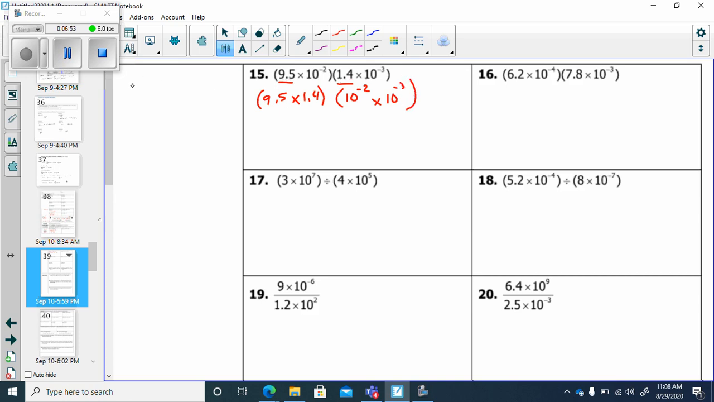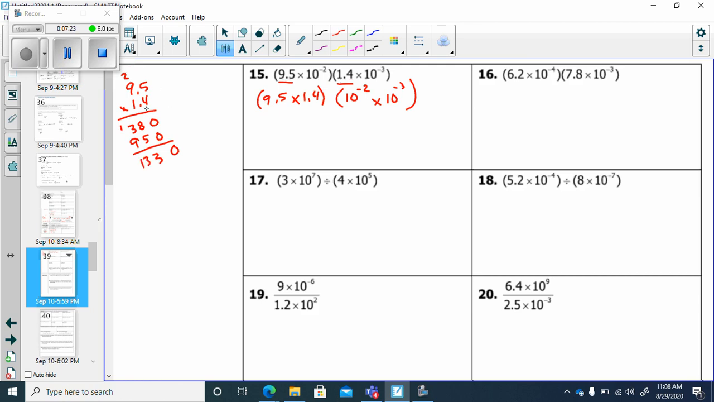9.5 times 1.4. Let's put this over. 5 times 4 is 20. Carry your 2. 9 times 4 is 36, 37, 38. Okay. Bring down your 1 because we're going to be moving over. 1 times 5 is 5. 1 times 9 is 9. Now let's add these. 8 and 5 is 13. Carry your 1.